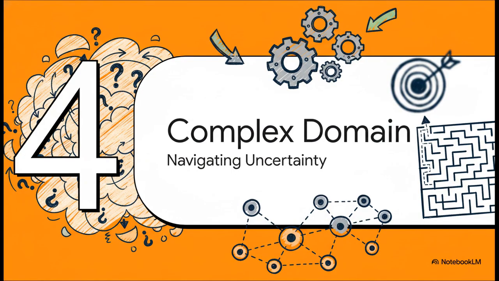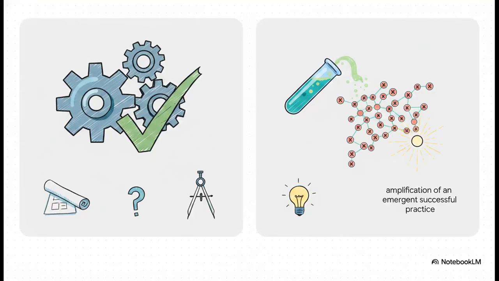Section 4. Embracing the complex domain. This is where things get really interesting. Now, what happens when that linear relationship between cause and effect just breaks down entirely? Well, you enter the left side of the framework, the complex domain. And frankly, this is where most modern business takes place.